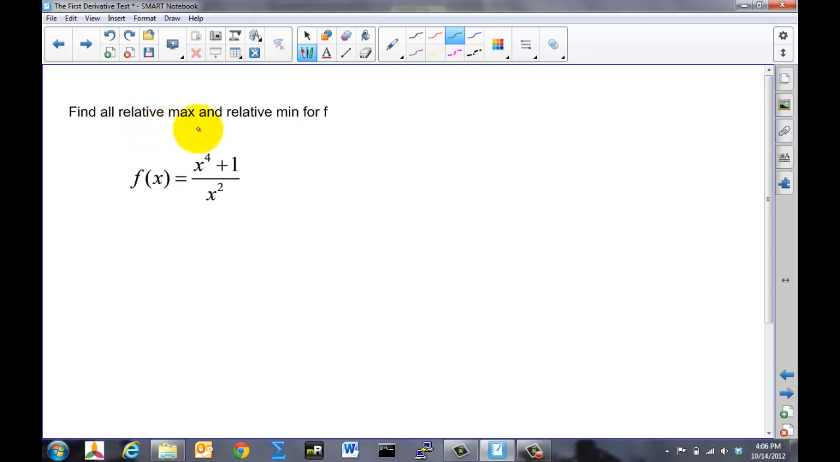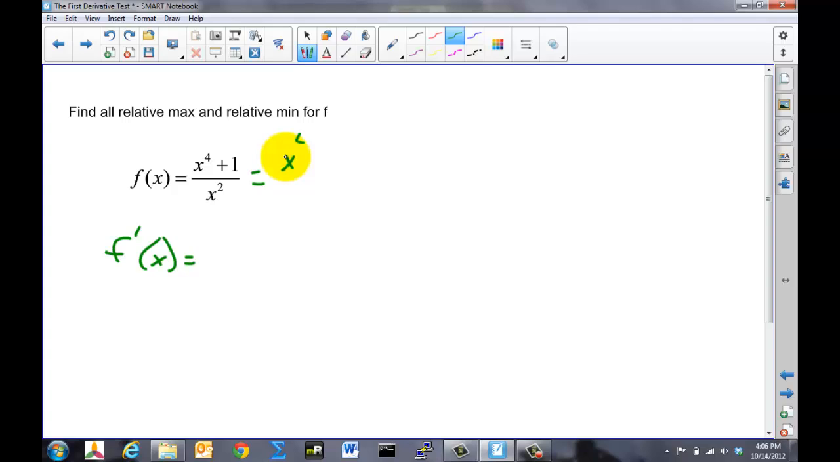Find all relative max and min for this function. Now this is a curveball, and really the first thing you want to do is take the derivative, obviously. Now there's an easy way and there's a hard way to do this. You can use the quotient rule here, or I can rewrite this function to begin with.